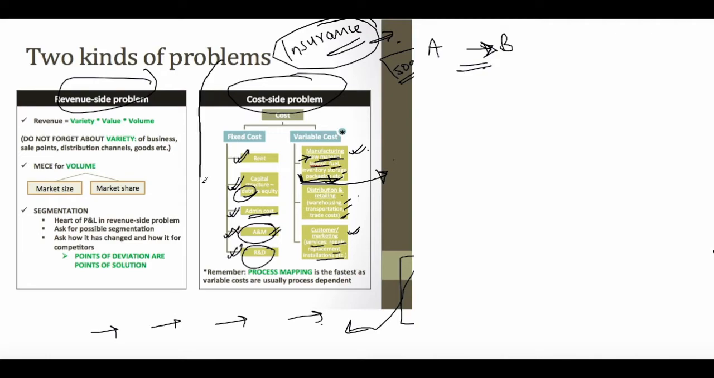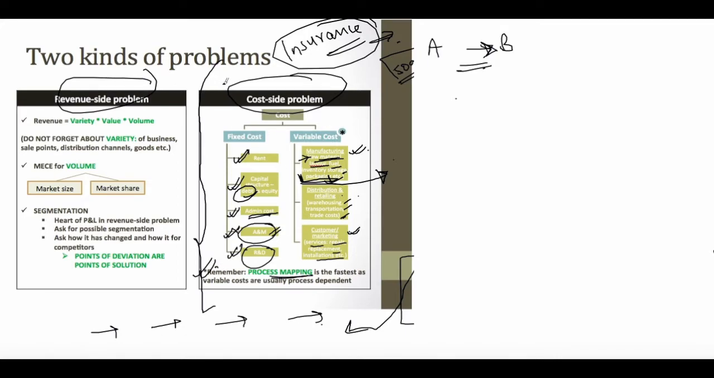So I think that's enough discussion on the cost side. You will understand this more by solving more cases, and just re-emphasizing, people use MECE on the cost side also. I usually prefer the process mapping because I feel it's the fastest method, as most of the variable costs are process oriented. You have a process involved, so why not solve it through a process mapping? All right, so this is done.